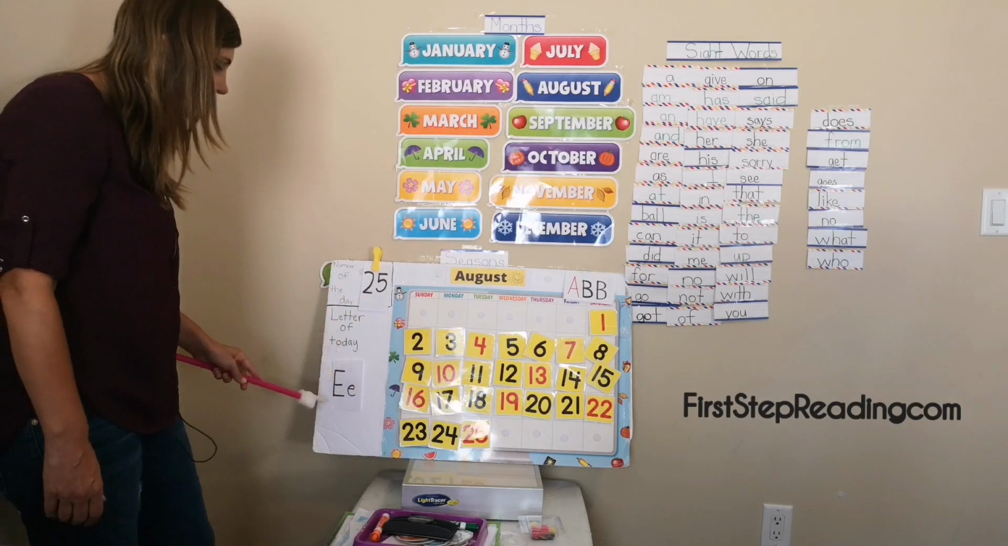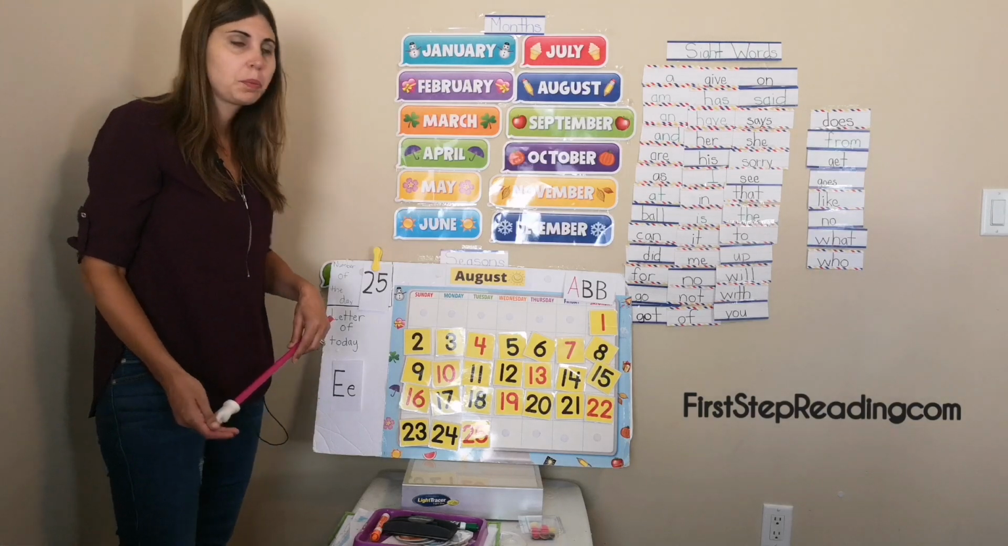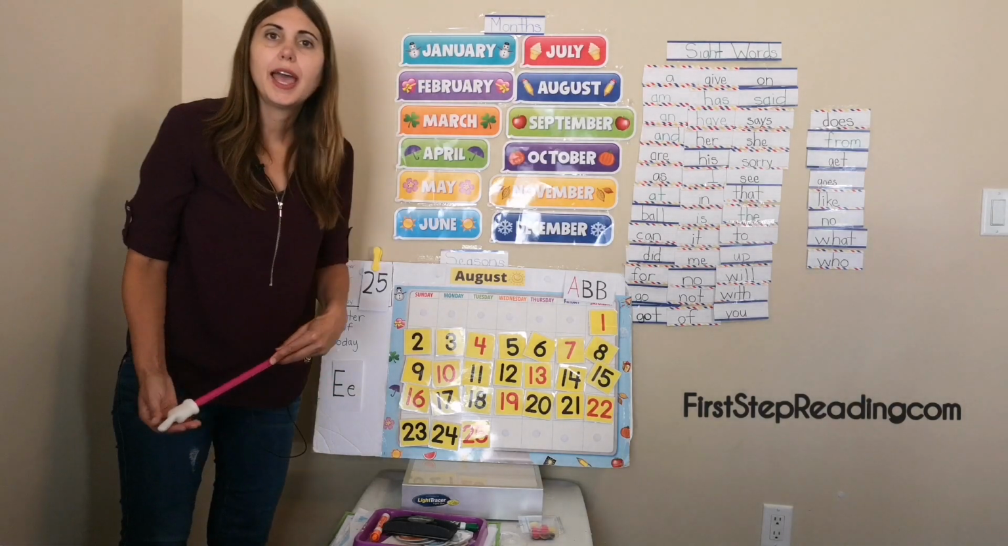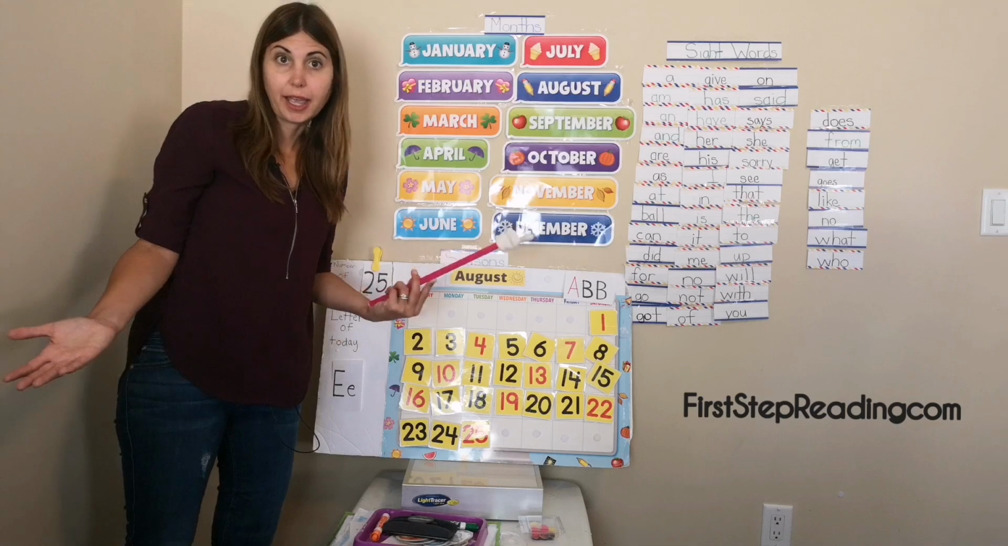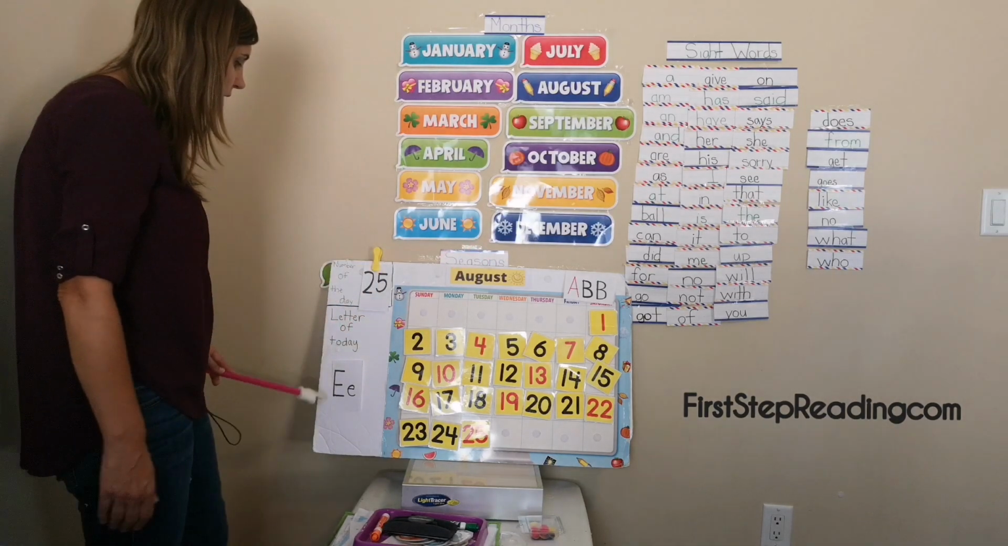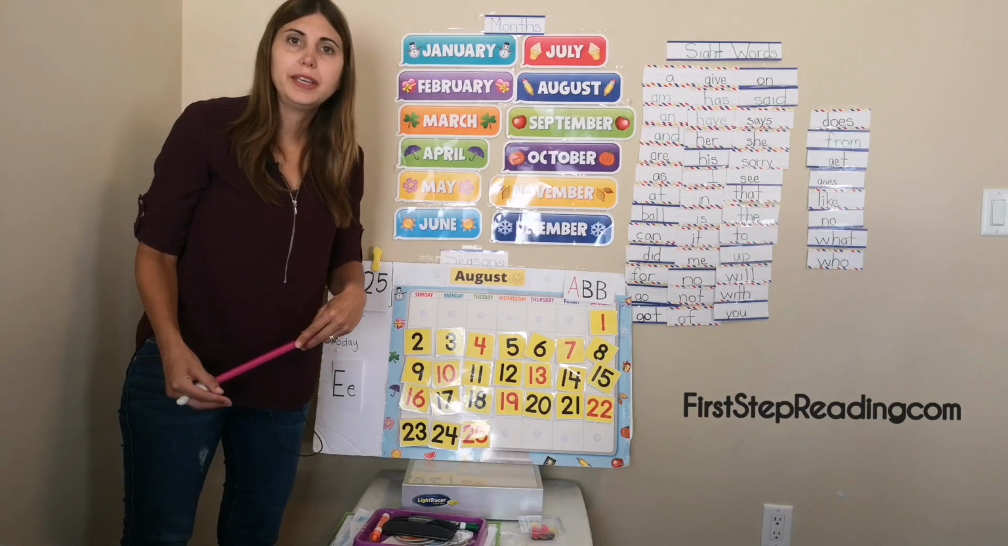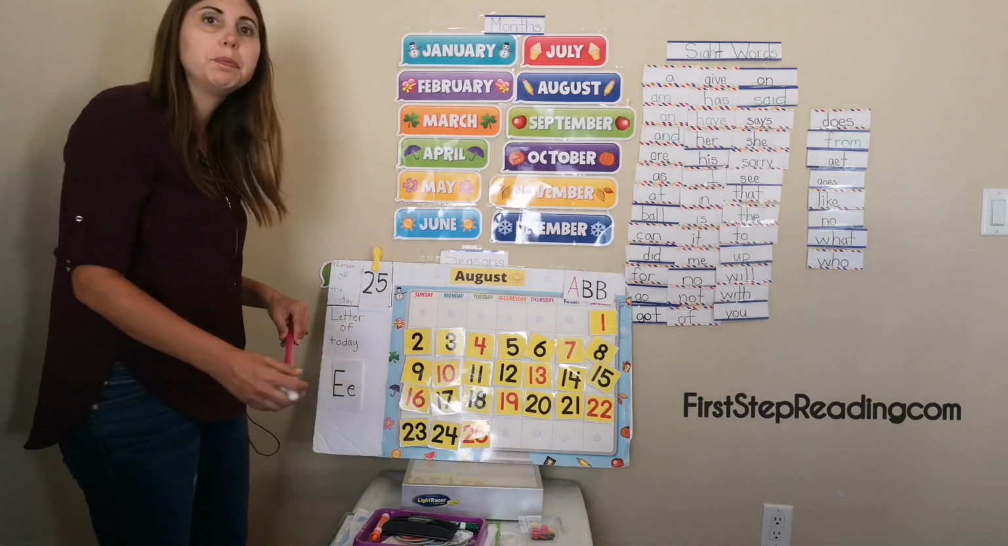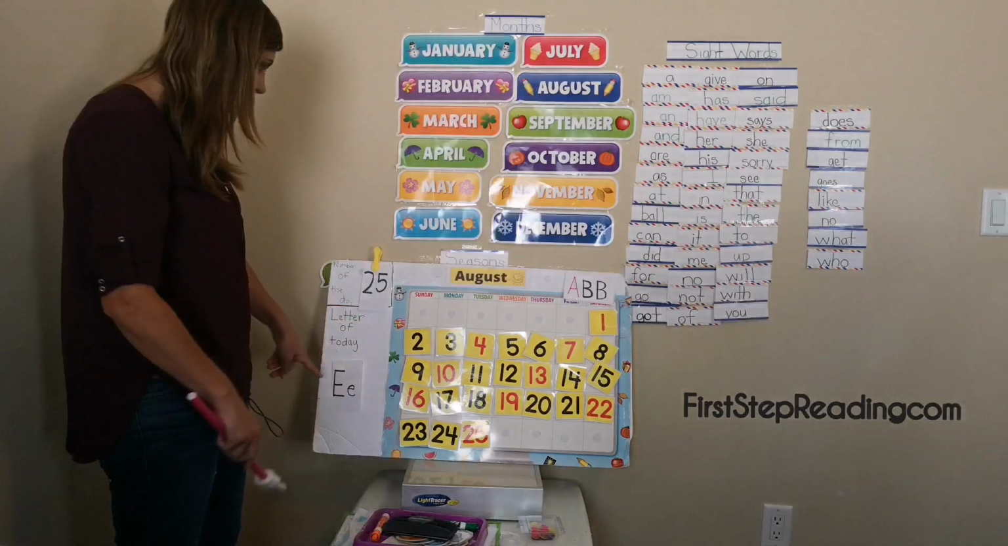Our letter for today is E. A short vowel E says like egg or elephant. A long vowel E says its name E, like in the word bee. Okay?